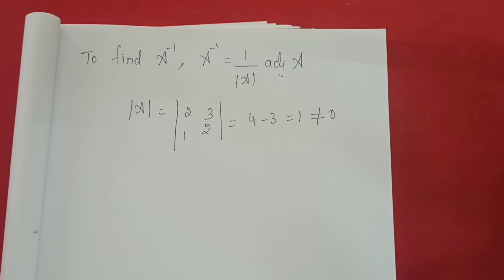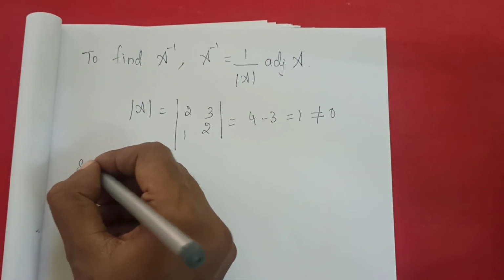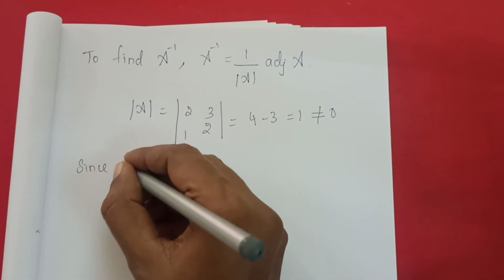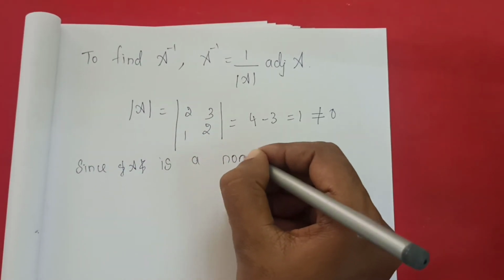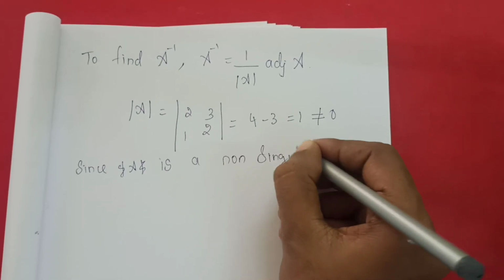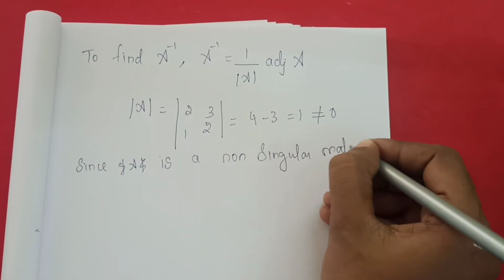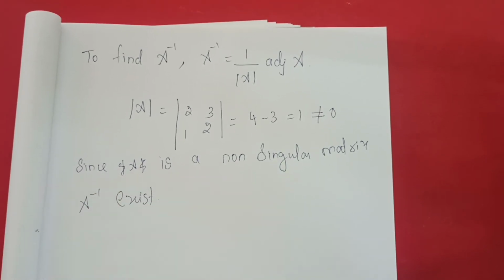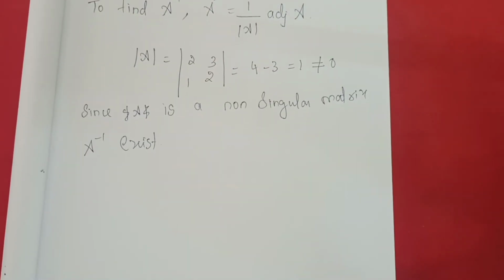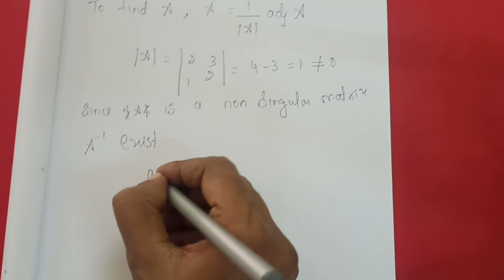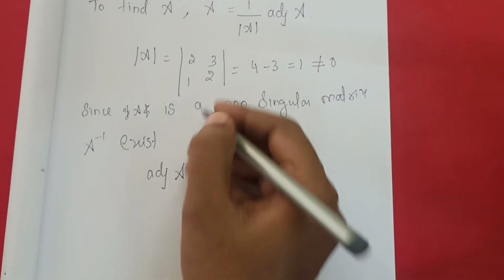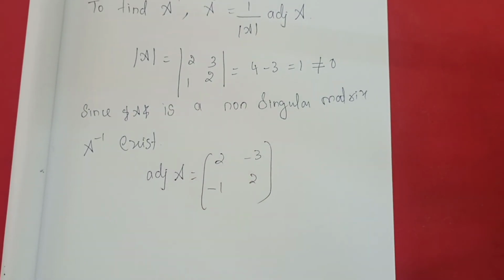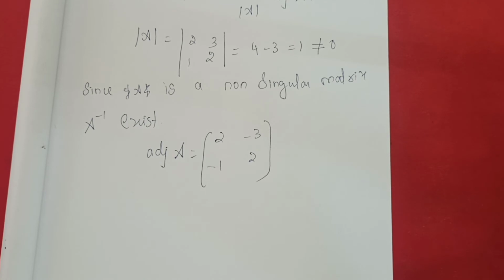So what's the step we will write here? Since determinant of A value is not zero, since A is a non-singular matrix, A inverse exists. Okay. So here it is a 2 by 2 matrix, so easily you will find the adjoint of A. By using the small shortcut, what will you do? This one will change it to 2. This one, what will you do? Will change the sign. That's adj A. Already you know.